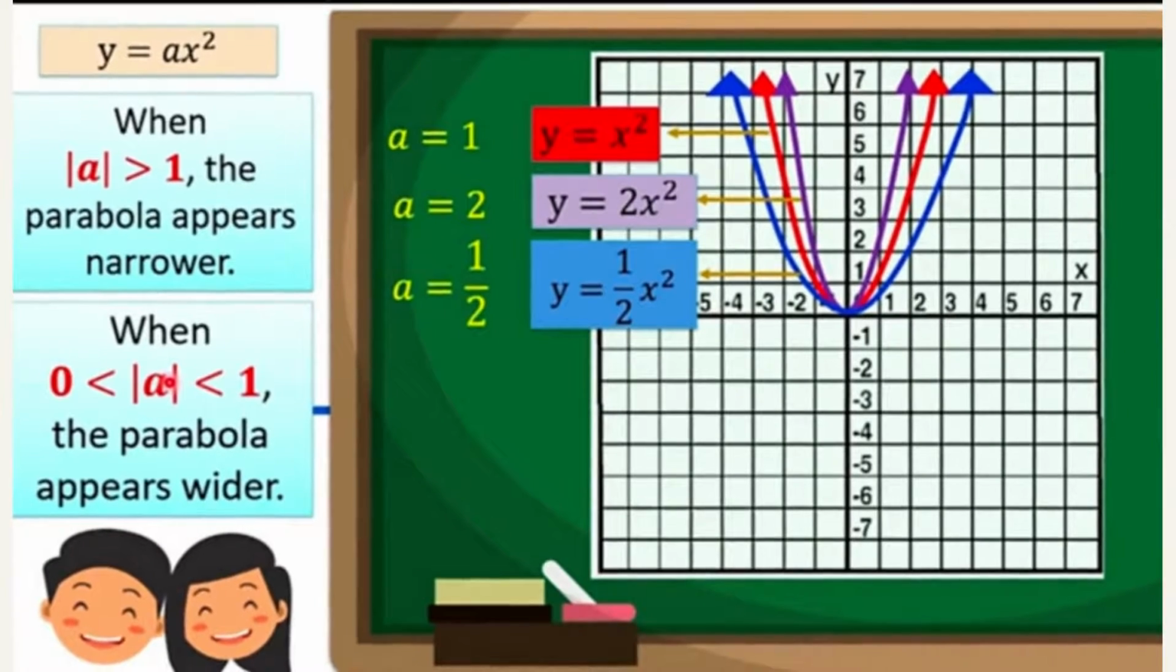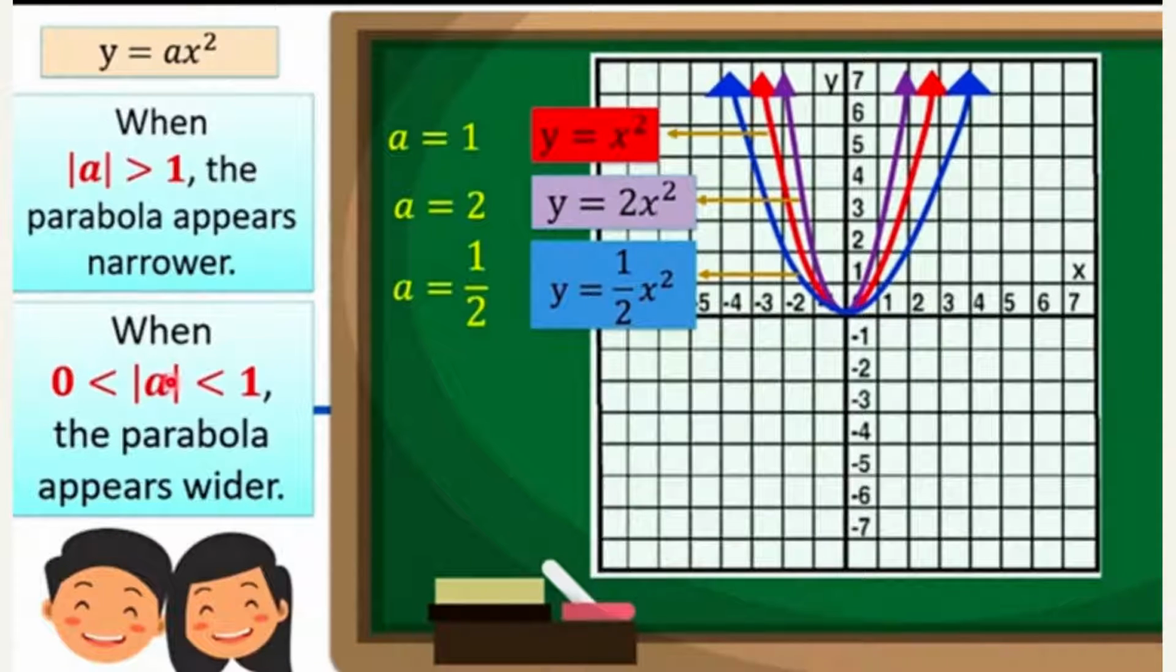If the absolute value of a is greater than 1, the opening of the graph is narrower than the graph of y equals x squared as our guide function. In other words, the bigger the value of a, the closer to the y-axis. But when the absolute value of a is between 0 and 1, or a is a fraction, the parabola appears wider.